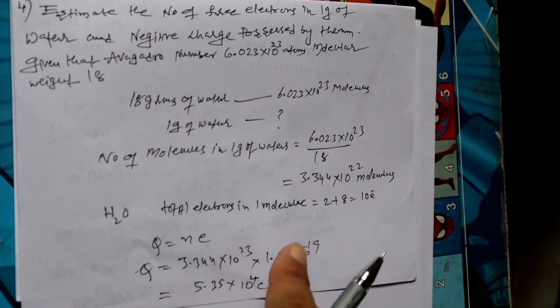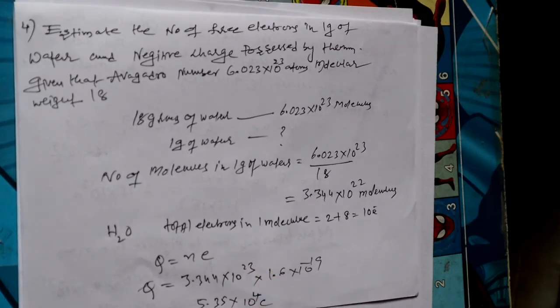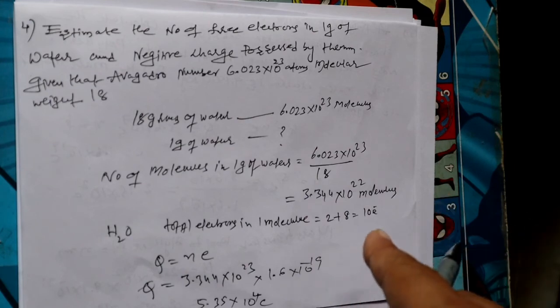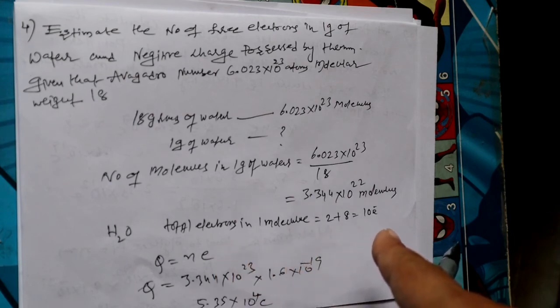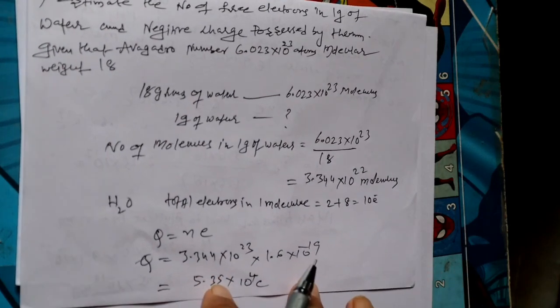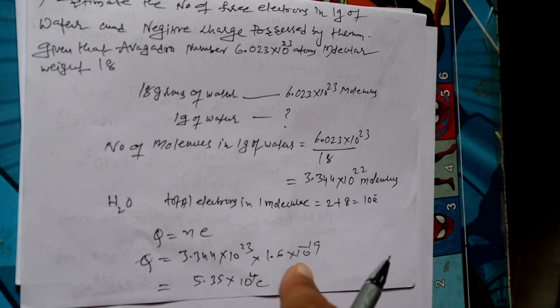How do we do this problem here? First of all, we want to find out how many molecules in 1 gram of water. Right. After that, in 1 molecule, how many electrons are there? 10 electrons. After that, we use this formula. What is that formula? Q is equal to Ne. By using this formula, we can easily find out total charge possessed by these electrons.